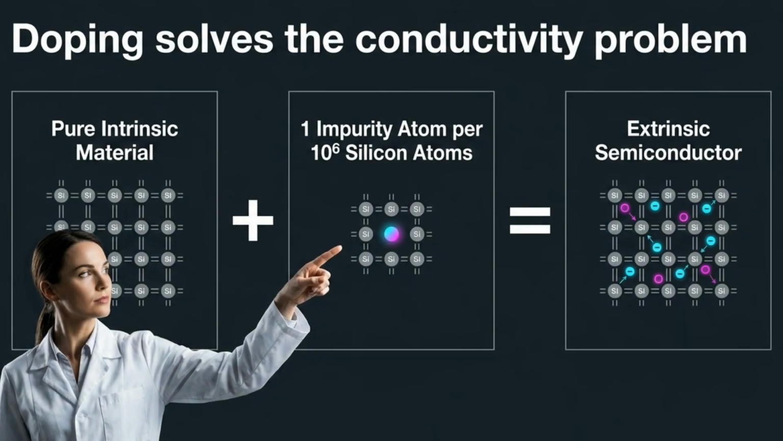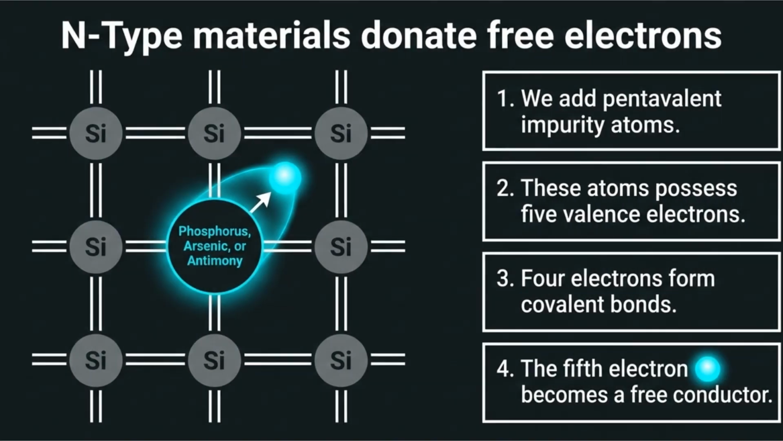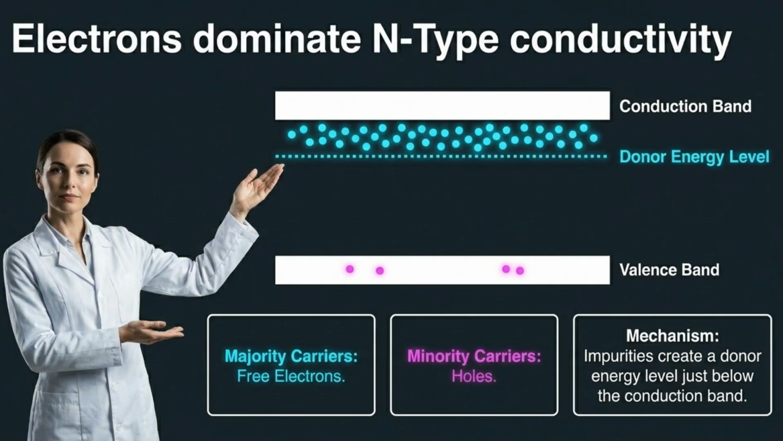Doping, adding a minute amount of impurity atoms to a pure intrinsic material, solves the conductivity problem, resulting in an extrinsic semiconductor. N-type materials are created by adding pentavalent impurity atoms like phosphorus. These atoms have 5 valence electrons, where 4 form covalent bonds, and the 5th becomes a free conductor. In N-type materials, free electrons are the majority carriers, and holes are the minority carriers. Impurities create a donor energy level just below the conduction band.